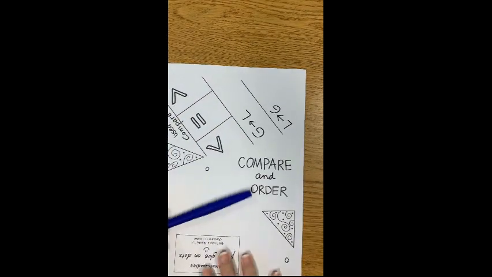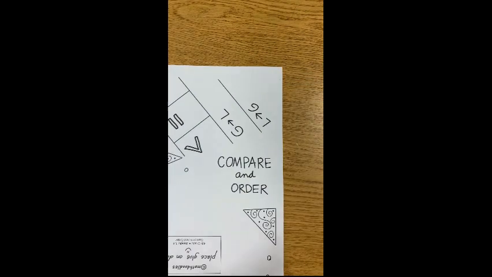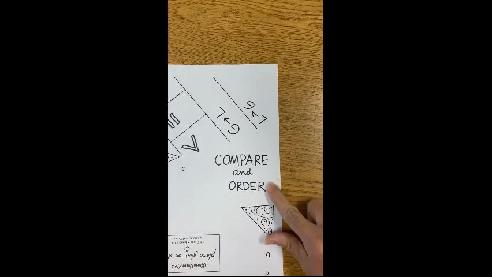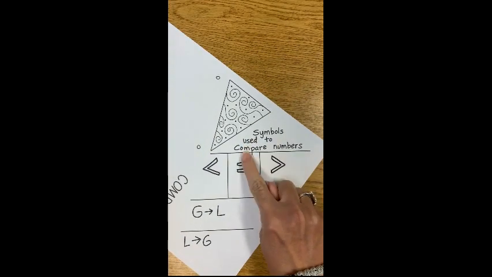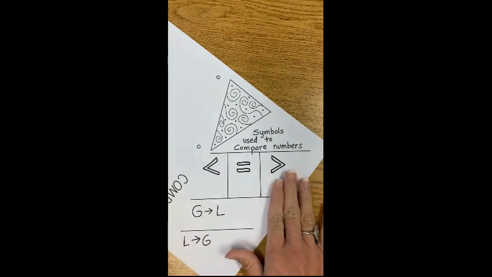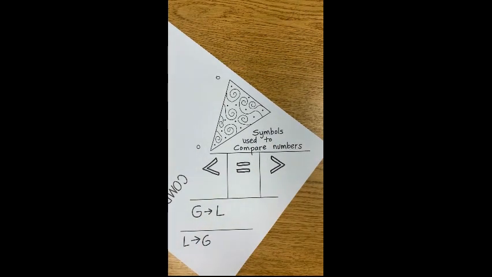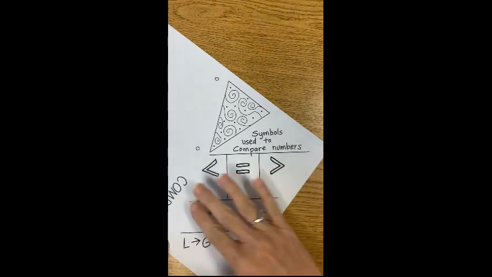Okay, so we're going to start with this page here. I'm going to move my other page over to the side. We're talking about comparing and ordering numbers. When you turn this, it says symbols used to compare numbers. You can see our symbols here, and the direction that these symbols go matters when you're comparing numbers, and when you're discussing a number by itself and talking about any number that's greater than or less than. You want it to be going in a certain direction.